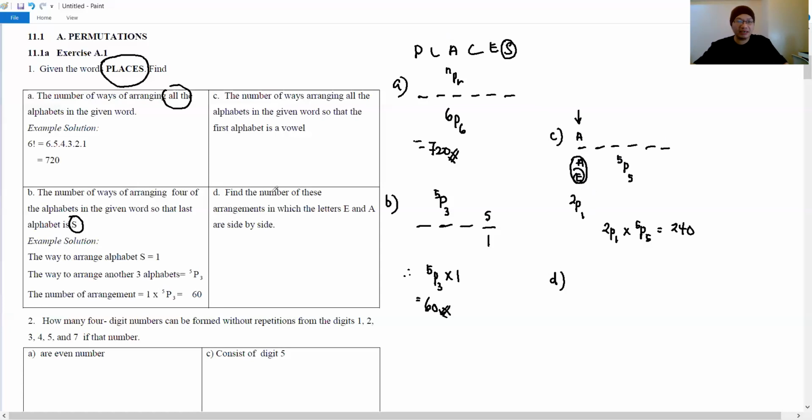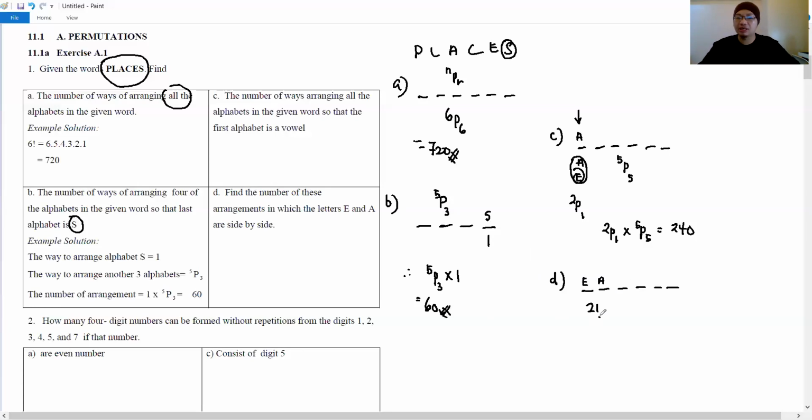So for donkey, find the number of arrangements in which letters E and A are side by side. Okay guys, this one is very important. We want to arrange all the 6 letters, 1, 2, 3, 4, 5, 6, and E and A must be side by side. Let's say I write E and A side by side. These 2 letters, this is 2 alphabets here. What does that mean? That means this is a 2 factorial.